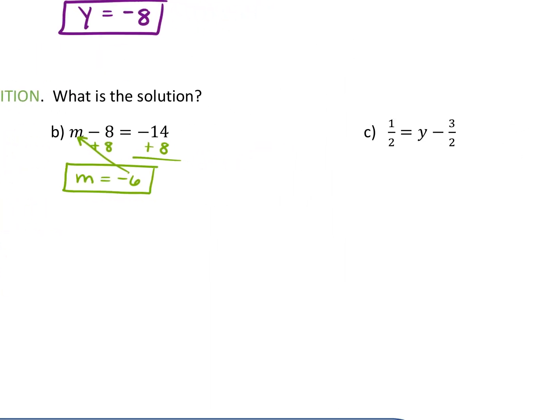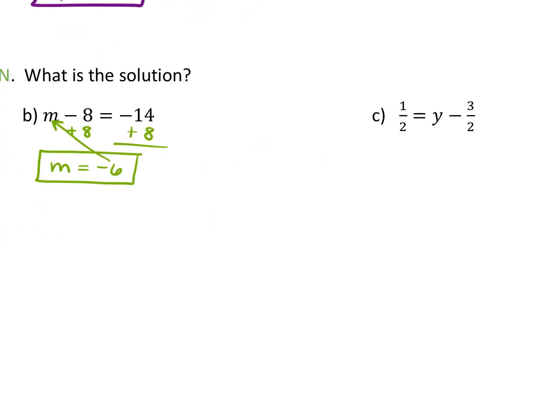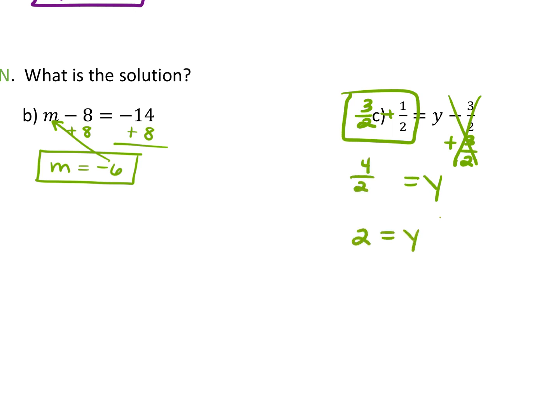What'd you get for C? You would add 3 halves, right? Add 3 halves. So this is 3 halves plus 1 half, and you're left with just the y on the right side right now. What is 3 halves plus 1 half? It's 4 halves, which when simplified is 2.